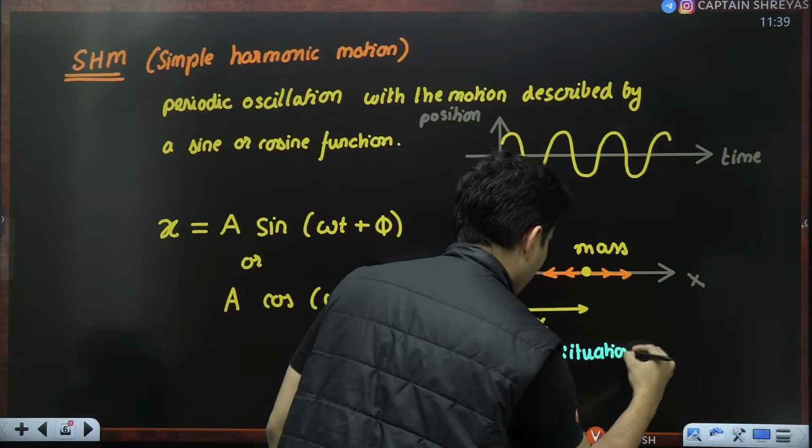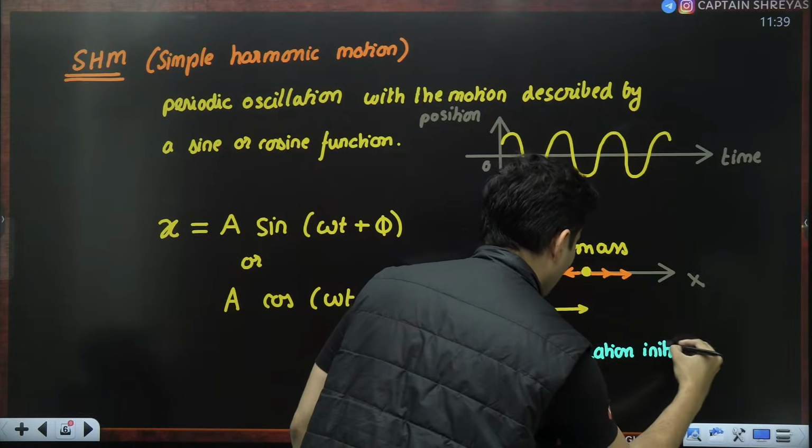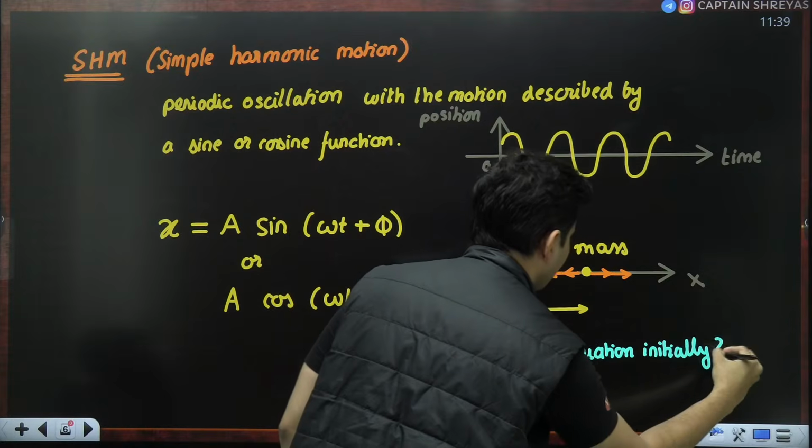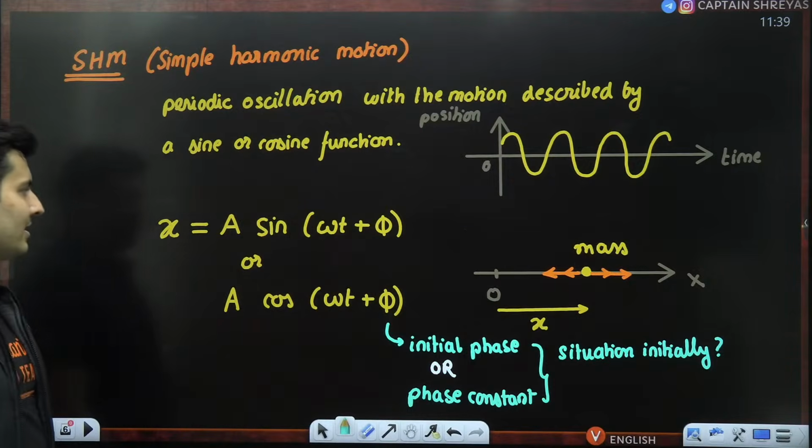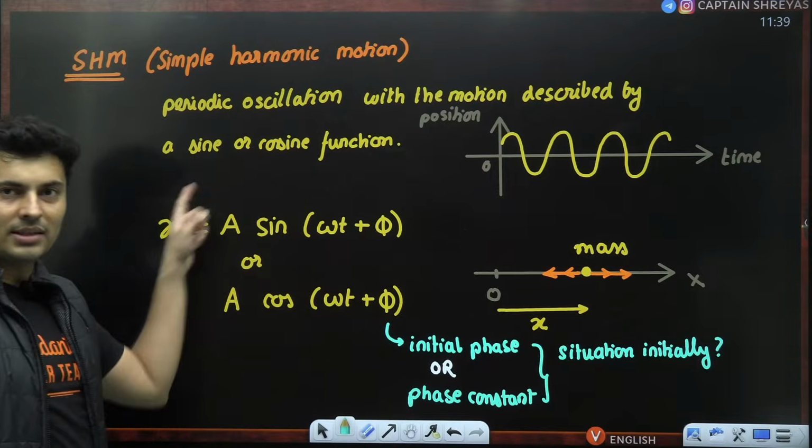The situation initially. How was I initially? That is what it tells me. Is this clear? So now we know everything about this equation.